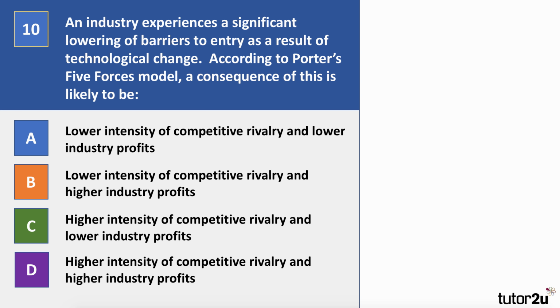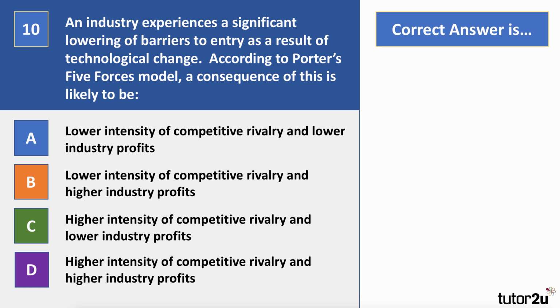Porter's 5 forces, a model all about the nature of competitive rivalry, and it also was used by Porter to help predict the level of industry profits or indicate the level of profits. And in this case, the correct answer, hopefully you selected C. We're told the industry has experienced a significant lowering of barriers to entry, which makes it more likely that there are going to be many new entrants, new competitors coming into the market.